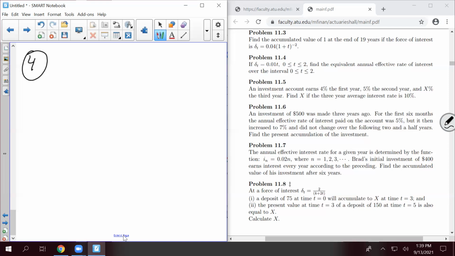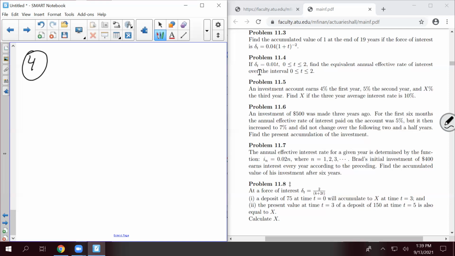So one way to find the annual effective interest rate, basically we want to see which interest rate corresponds to this delta t. One way to do it is, let's see what happens to a certain amount. Which amount do you like? One. Which principal do you like? So let's say 1.